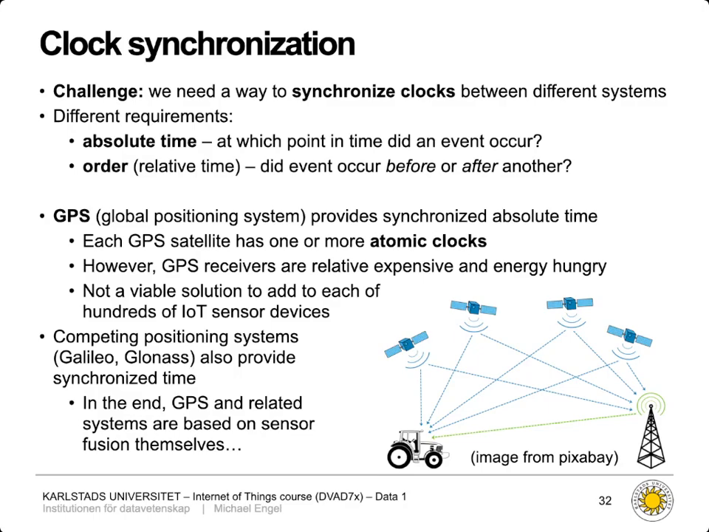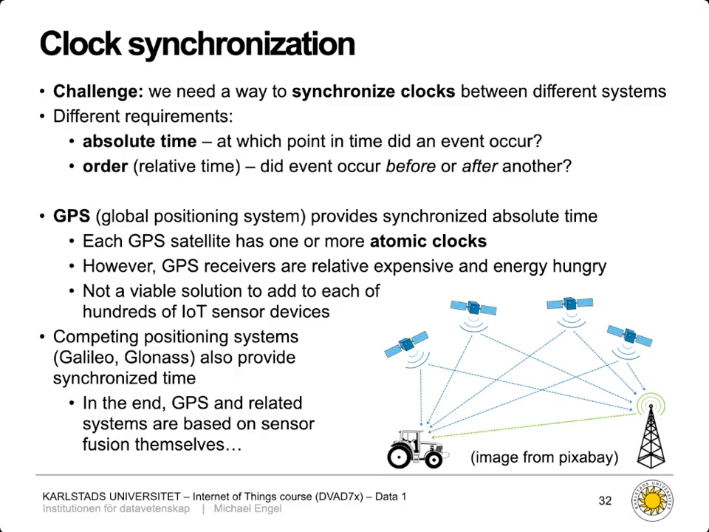So we could equip each of our IoT nodes with a GPS receiver. Now, GPS receivers have come down in price significantly due to mobile phones, but still they are relatively expensive and they're energy hungry. And of course, they don't work in certain conditions like underwater or inside of a building. That's very difficult to operate. So if you have hundreds of IoT sensor devices or you're operating in circumstances where you don't get GPS reception, that's not a really viable solution.